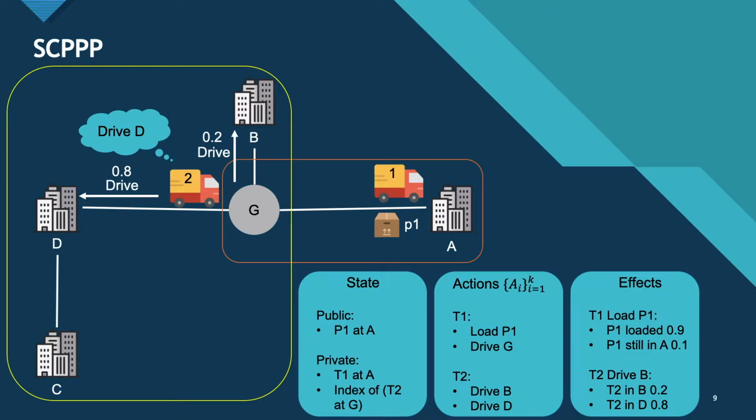T2 driving from G to D might result in reaching B with a probability of 0.2 or arriving in D with a probability of 0.8. Now that we understand what an SCPPP problem looks like, let's dive into how we can solve it.